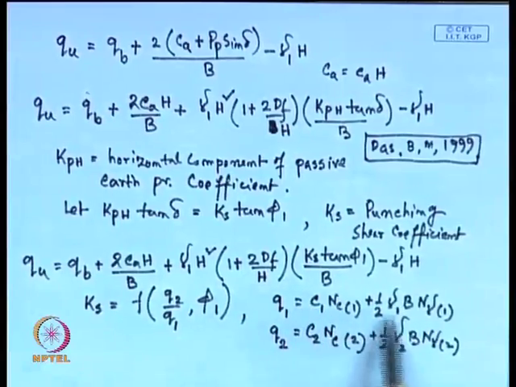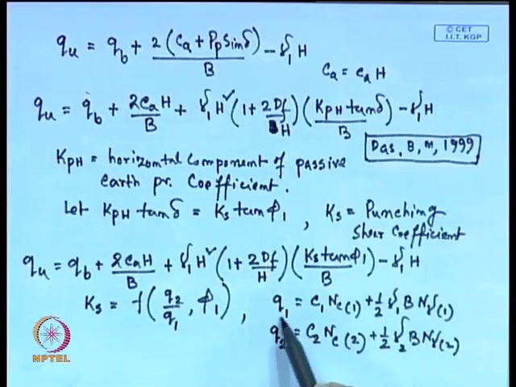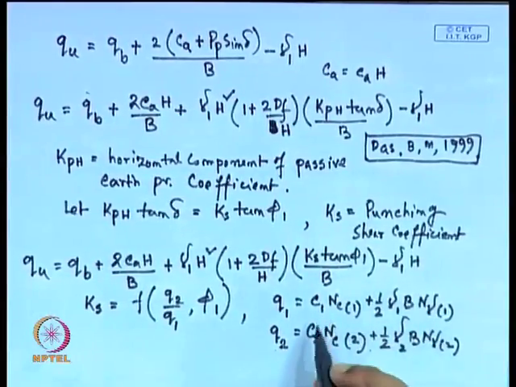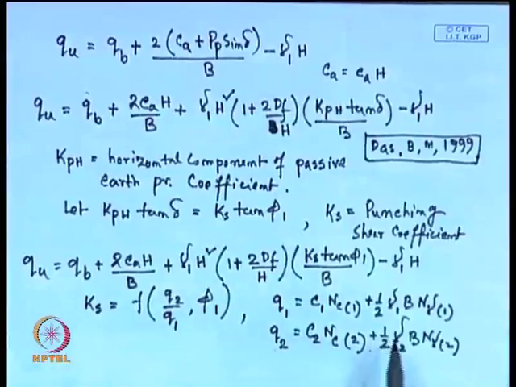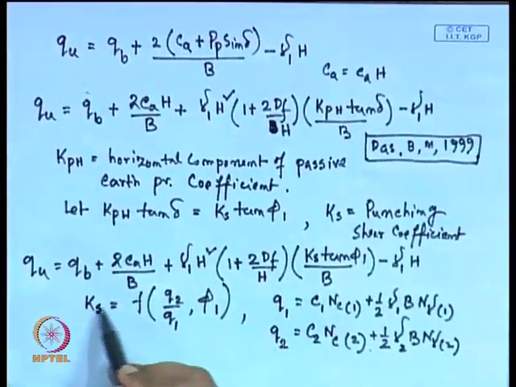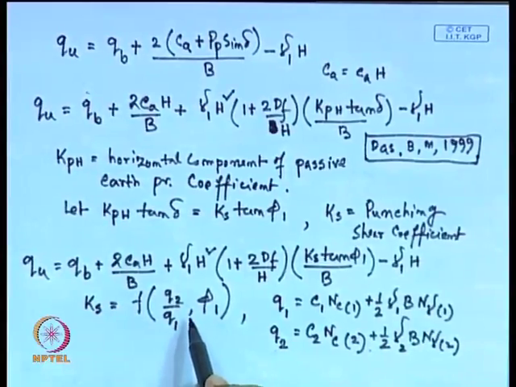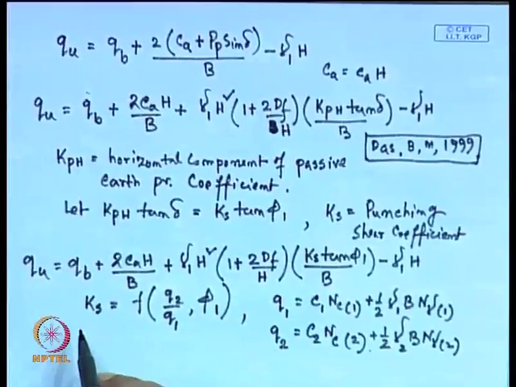So, for the same material properties, this q1 is the bearing capacity for the first layer for the surface loading, and q2 is the bearing capacity of the second layer, again for the surface loading. Here we are not applying any correction factor, this is in the general form. So, q1 and q2 we will get by this. So, this Ks is a function of q2 by q1 and phi 1. If we know q2 by q1 and phi 1, then we can calculate Ks.